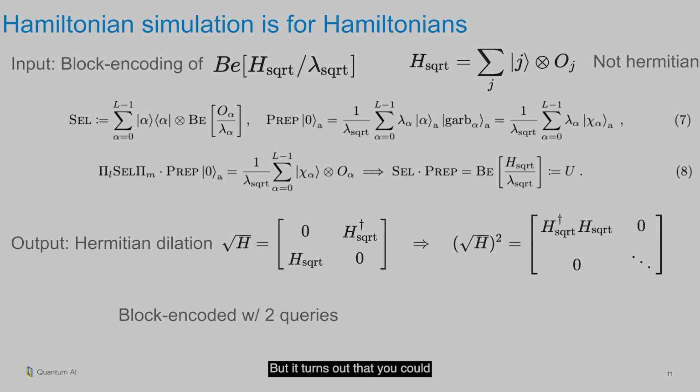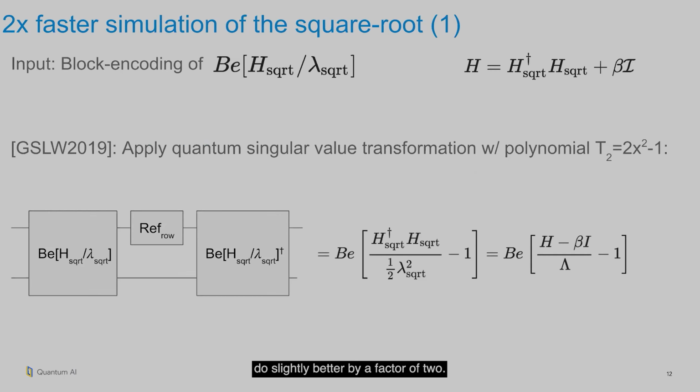But it turns out that you could do slightly better by a factor of 2. A factor of 2 doesn't sound like much, but we are now in a regime where every factor of 2 improvement you get is a factor of 2 improvement, and where investors get their money back. Asymptotically, it doesn't sound great, but practically speaking, today, all of these factors of 1.5 and 2 and 3, wherever you can find them, are extremely valuable. So a trick that we use in this paper is a way to simulate the Hamiltonian square root 2 times faster. And it's a pretty simple trick.